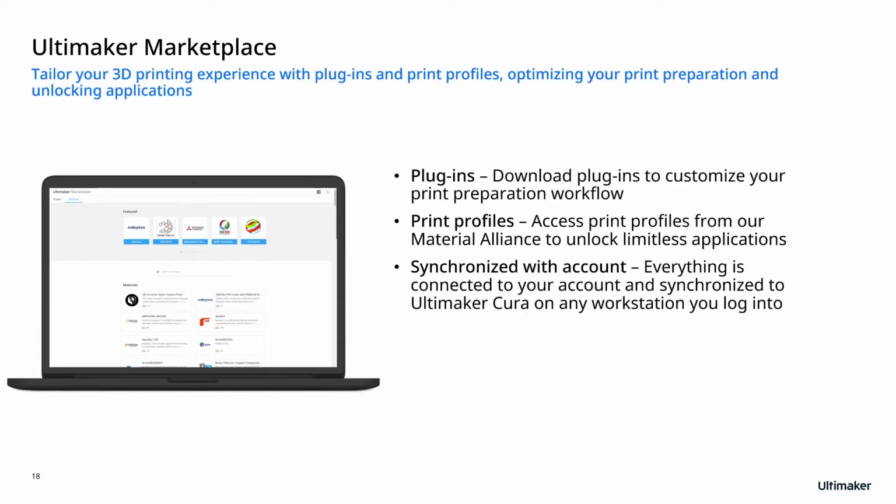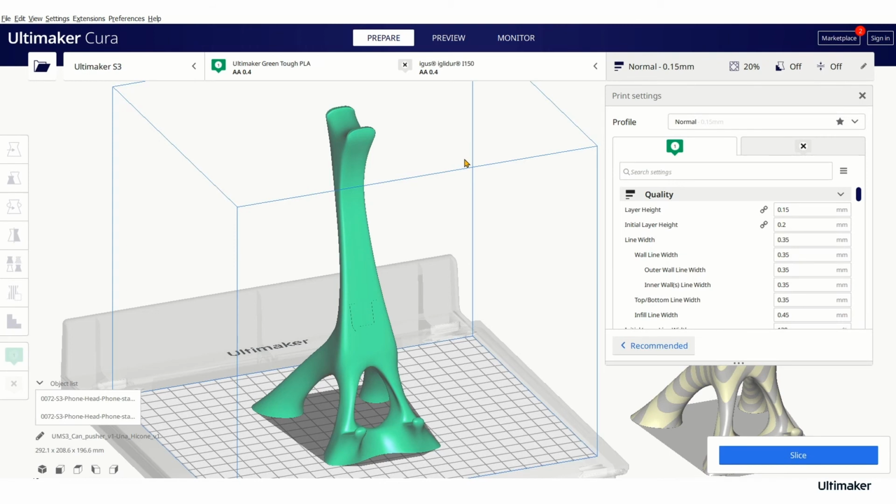Next, I would like to talk about Ultimaker Marketplace. Our Ultimaker Marketplace is adding true value by allowing you to tailor your 3D printing experience with plugins and print profiles. This results in optimized and custom print preparation and unlocks applications. I would like to use this video to show you a short introduction of the Ultimaker Marketplace.